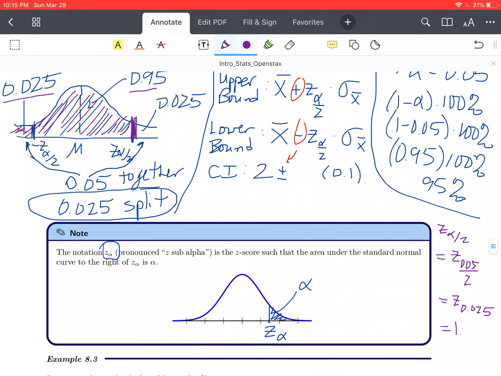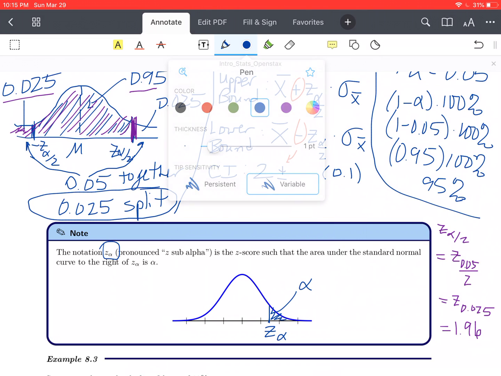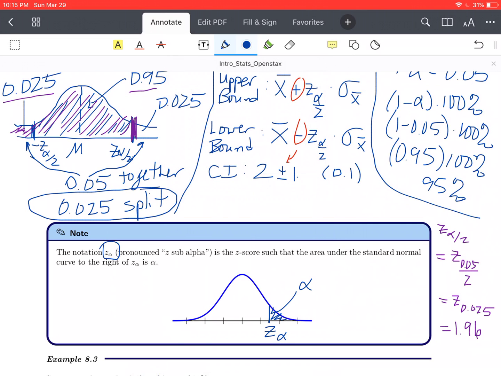So this is 1.96. So I'll just put that in the equation here. So that's 1.96. All right. So what we got here is our set of equations. So 2 plus or minus 1.96 times 0.1. So our confidence interval, let's type it right here.